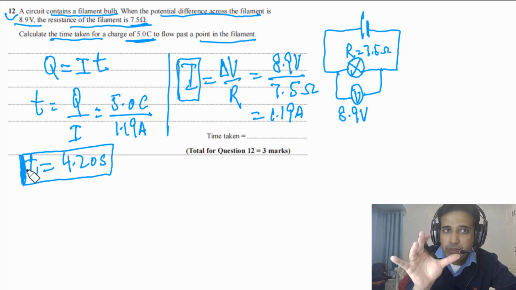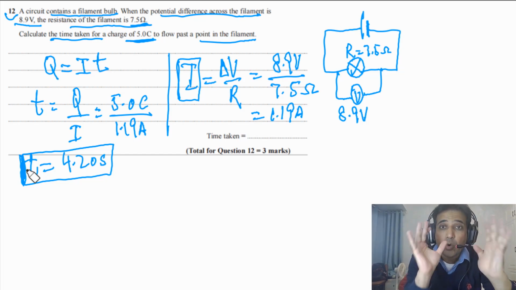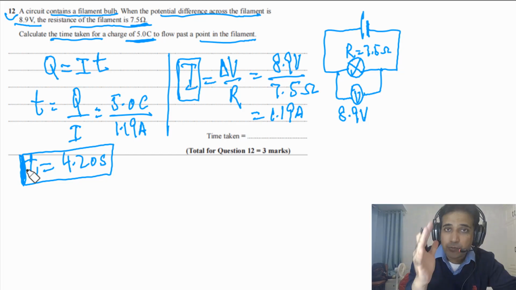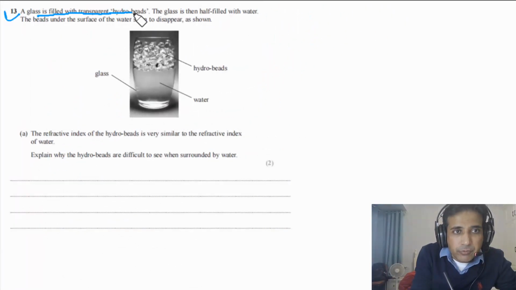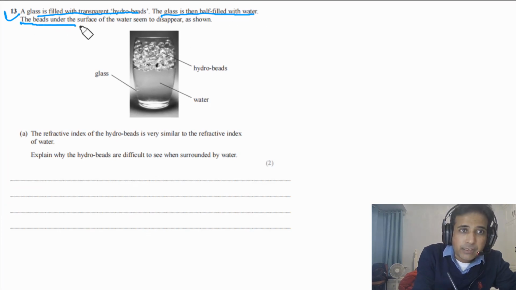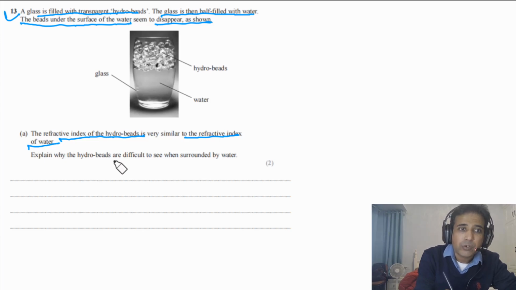A pretty straightforward question. What does the question ask you to calculate? First of all, look at how you can calculate that quantity, and then look at the data you will be able to use. Question 13 says, a glass is filled with transparent hydro beads. The glass is then half filled with water. The beads under the surface of the water seem to disappear as shown in the figure. The refractive index of the hydro beads is very similar to the refractive index of water. Explain why the hydro beads are difficult to see when surrounded by water.